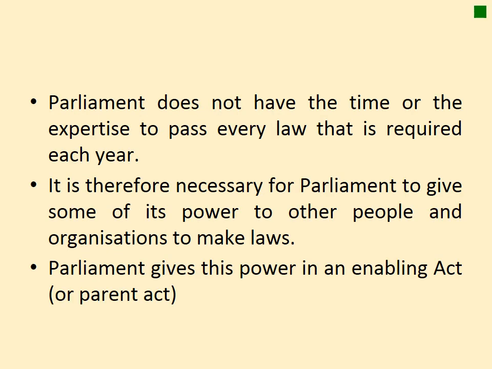So the first thing you need to know is Parliament has a lot to do each year, and they don't have enough time or expertise to pass every law each year. And therefore it's necessary for Parliament to give away or to delegate some of its power to other people in order to make laws. And in order to do this, to give away the power, Parliament creates a Parent Act, otherwise known as an Enabling Act, in order to give that power. And the Parent Act contains information about who needs to be consulted and the process of going about making this delegated legislation.